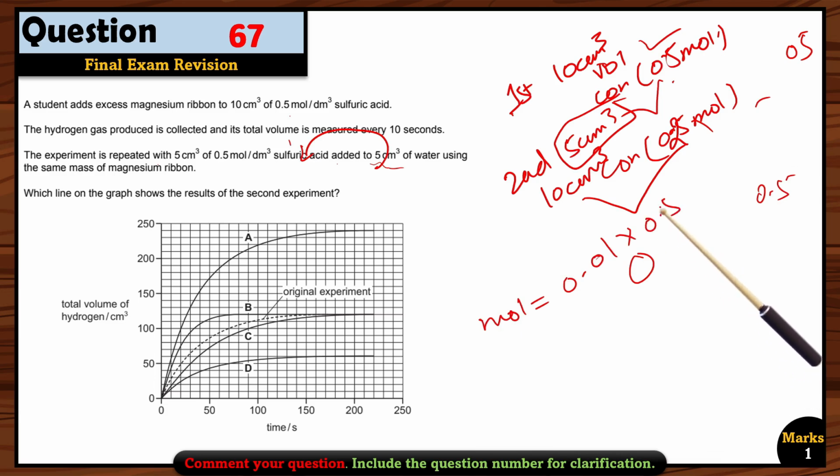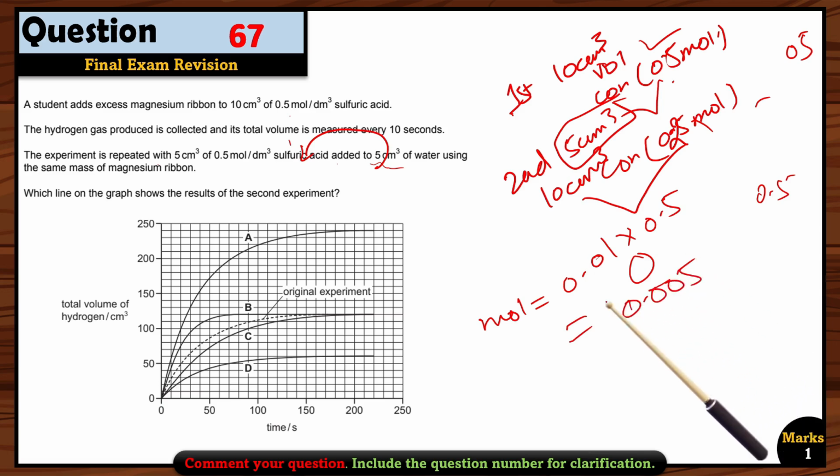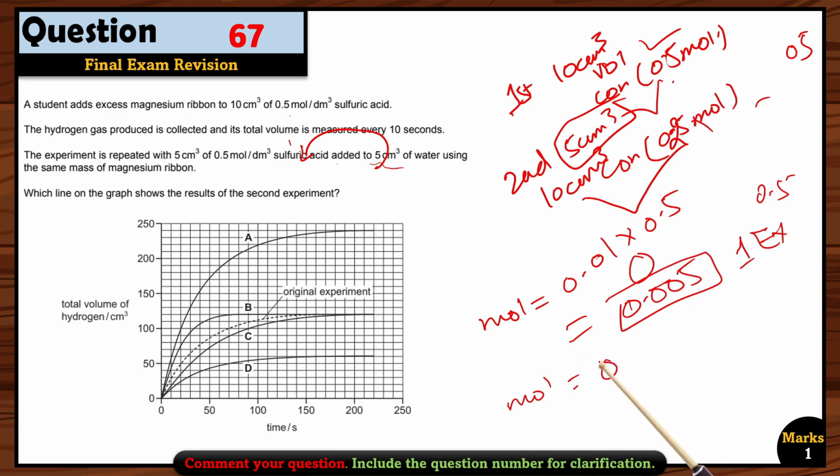0.01 into 0.5. So what will be your number of moles? 0.01 into 0.5, you will get 0.005. These are the number of moles for experiment 1. But for experiment 2, the volume is the same, 0.01, but the concentration is 0.25, right? So for 0.25 into 0.01, the number of moles will be 0.0025.